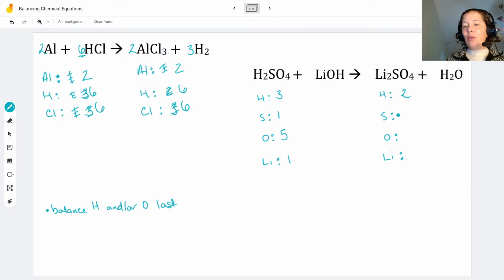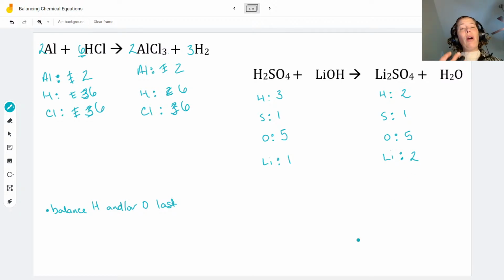Okay, so hydrogen, on my product side, I only have hydrogen in my water, so that makes it easy. I have 2. For sulfur, I only have 1 in my lithium sulfate. For oxygen, I need to make sure I add up both the 4 from the lithium sulfate and the 1 from water, so I have 5. And then lithium atoms, I have 2.